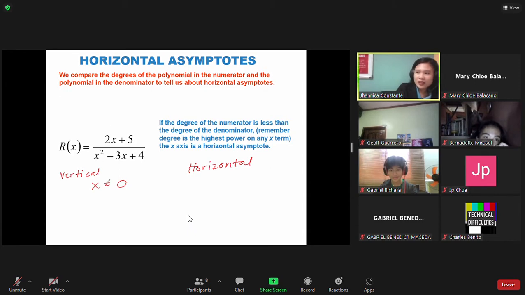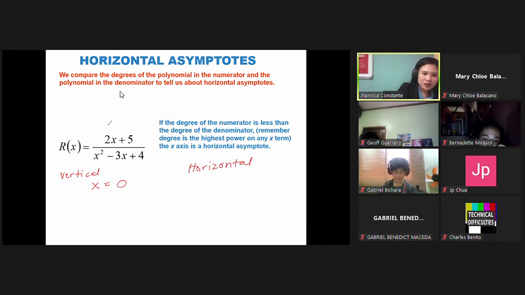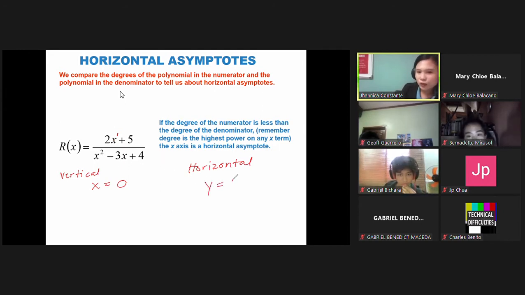Do we have the same degree? No. Since we don't have the same degree, since the exponent or the degree of this equation is 1 and the other one is 2, you're going to get the highest power of degree as your horizontal asymptote. And the highest degree that we have is 2. So that is your horizontal asymptote. The highest degree is the one that you're going to get.